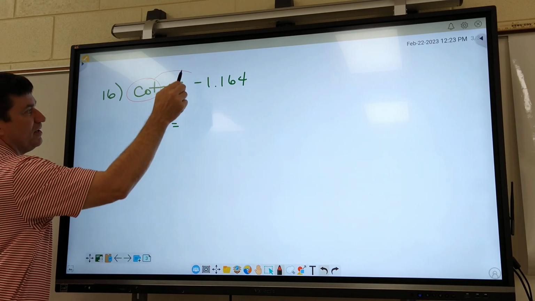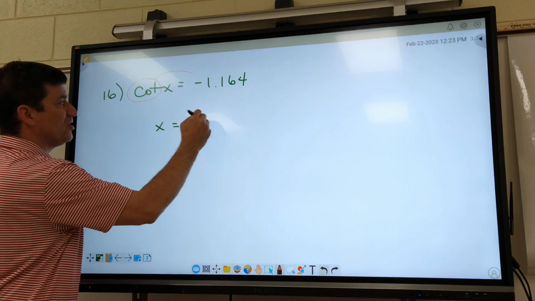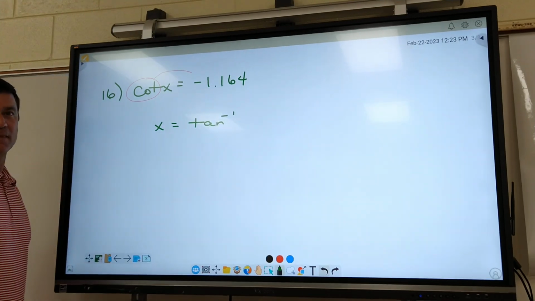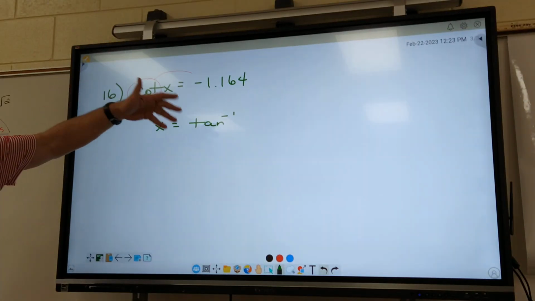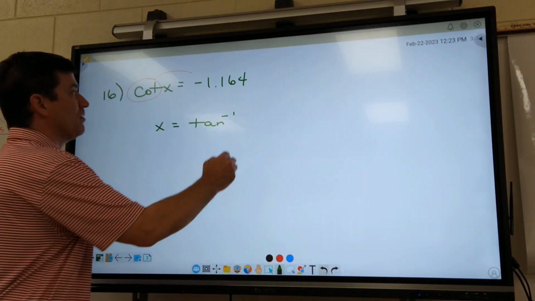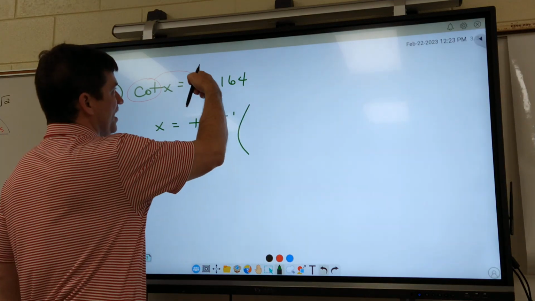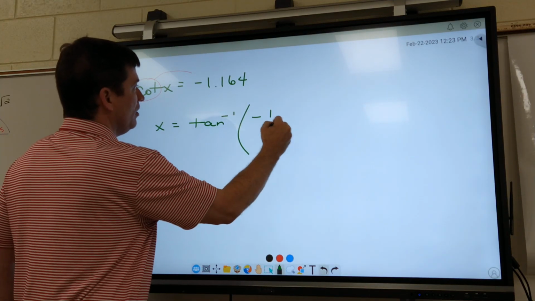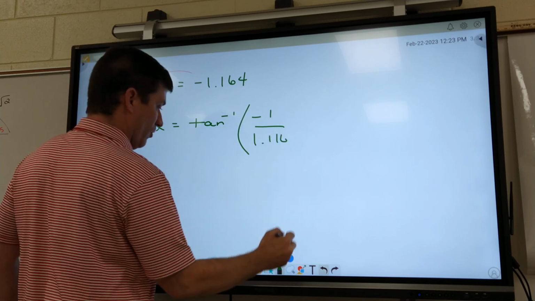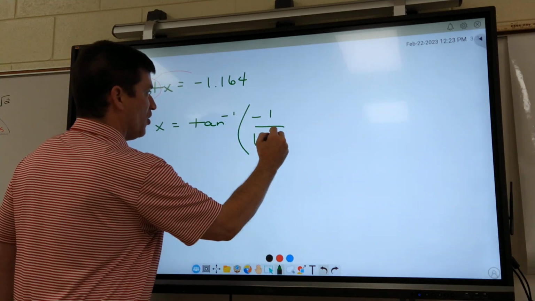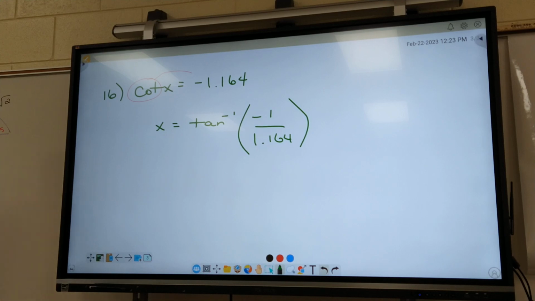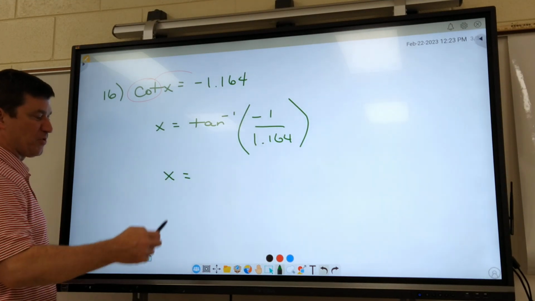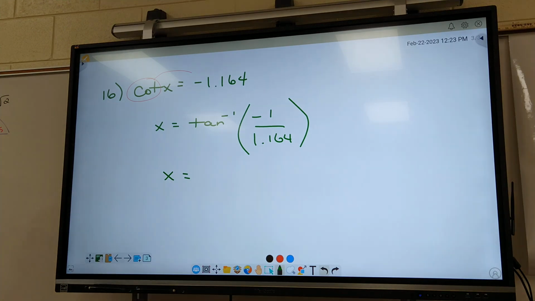Change cotangent into tangent, move it over, and you got tan negative 1. But since you change cotangent into tangent, to balance it back out, you've got to flip that fraction. So instead of negative 1.164 over 1, we do negative 1 over 1.164. We figured out after a lot of cross multiplying that it was the same as Coach Heron's method. So that's what you type in. You can do the cross multiply method if you want, but that's going to be more work.